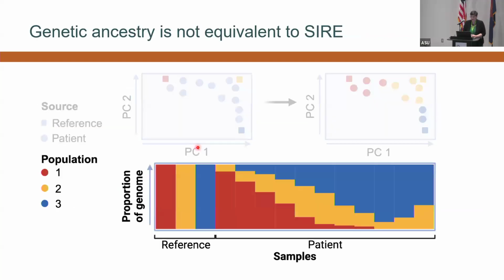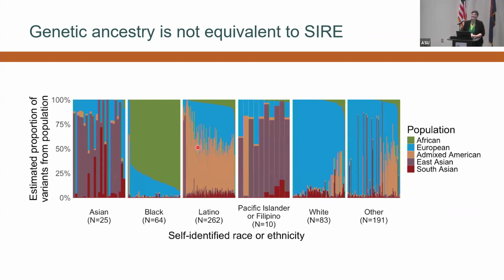So the second method we use to quantify genetic ancestry is what's called admixture. It gives you an estimate of the proportion of variants from a genome that are from a given reference population. In this case, each one of these columns represents an individual, one of our patients. And you can see here, this person has more than 50% of their genome that's estimated to come from East Asian ancestry. And then the remaining portion is primarily from European ancestry. Whereas the person next to them, even though they also identified as Pacific Islander or Filipino, has primarily admixed American ancestry. So maybe some kind of indigenous group that's more similar to the Americas than to these East Asian references.